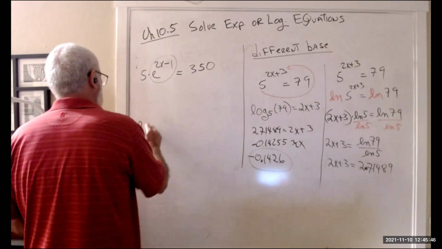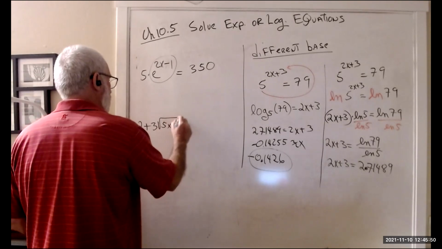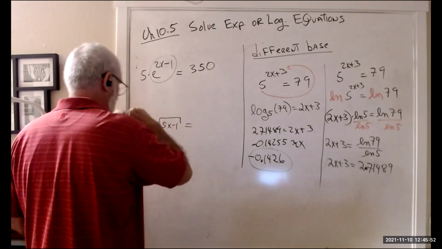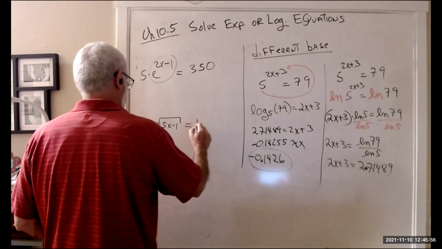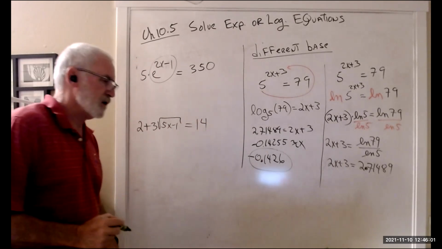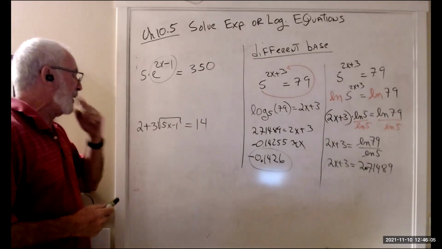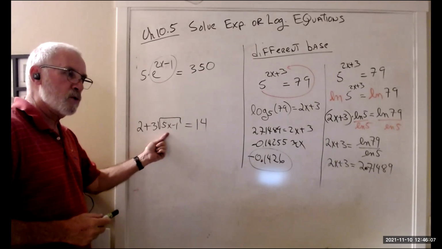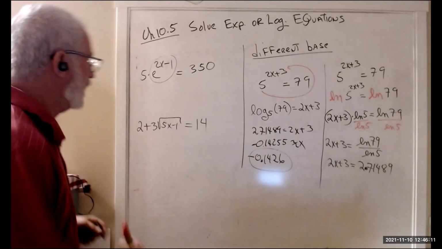Okay, 2 plus 3 times the square root of 5x minus 1 equals 14. That'll work. Now we know that the only way to get rid of the square root is with the square power, but you were supposed to isolate it.